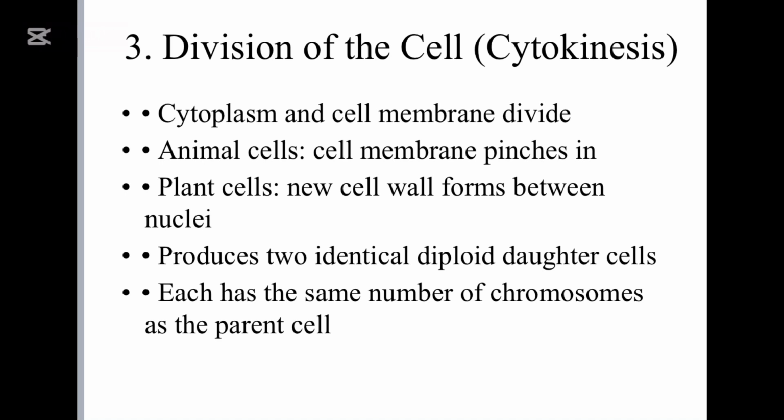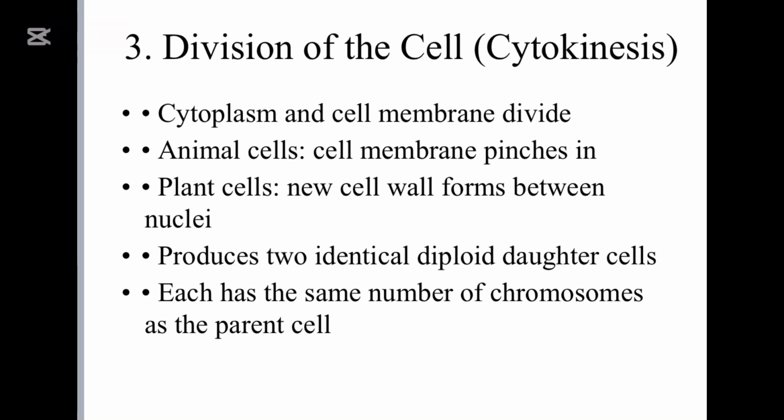Now, this stage 3 is what I just explained earlier: division of the cell. Cytoplasm and cell membrane divide by a process of cytokinesis. In animal cells, the cell membrane pushes in, while in the case of plant cells, new cell walls are formed between the nuclei. Then, at the end of the day, this produces two identical diploid daughter cells.